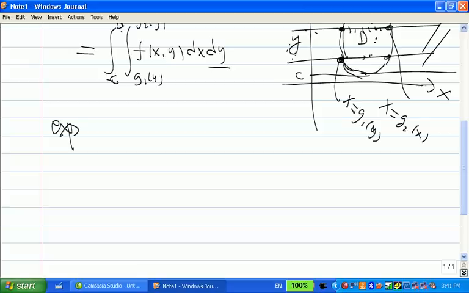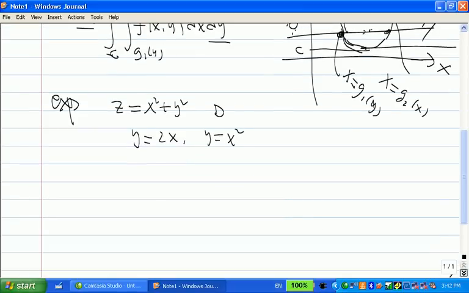We want to find a solid that lies under this surface, z equal to x squared plus y squared, and above the region D. My region D is on the xy plane, bounded by the line y equal to 2x and the parabola y equal to x squared.